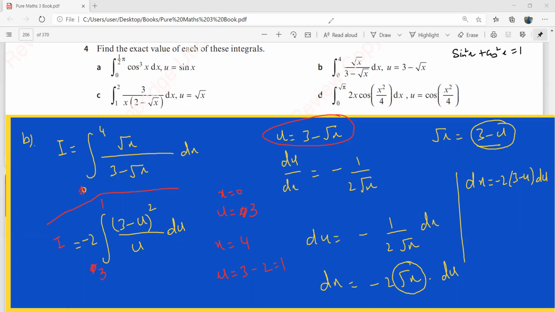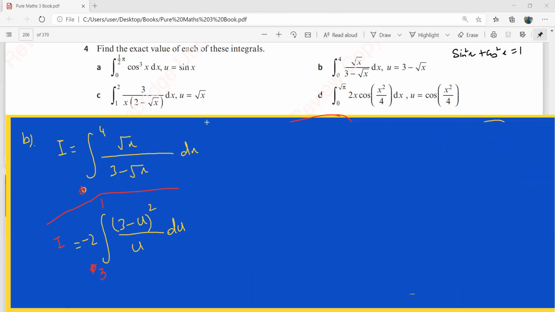Okay. So we need to go back to our working now. So I'll now correct this accordingly. You see, here was a problem. I made a careless mistake while finding the new limits. Okay? So let me do that again. Sorry for that careless mistake here. So this was minus 2, limit from 3 to 1. And this is 9 minus 6u plus u square over u du.